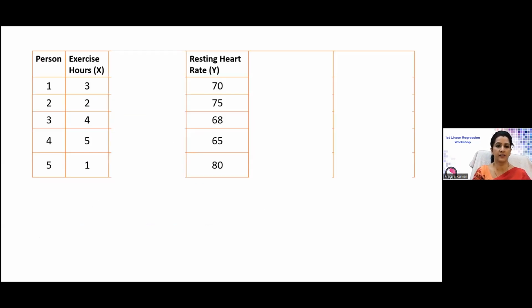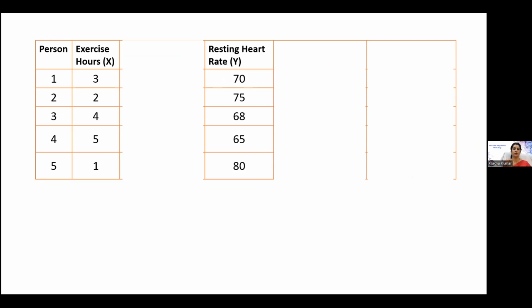Now, see this. In this case, there are 5 people, again the same number of exercise hours. In all correlations, there are 2 axes because we also make a graph: an x-axis and a y-axis. If my predictor variable is the exercise hours and my outcome variable is the resting heart rate, then the resting heart rate, the outcome variable, goes on the y-axis.